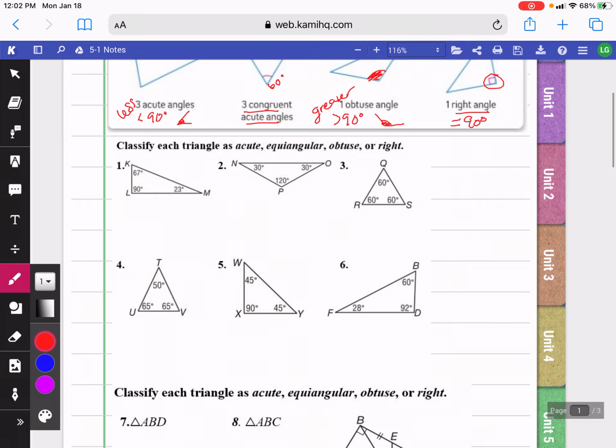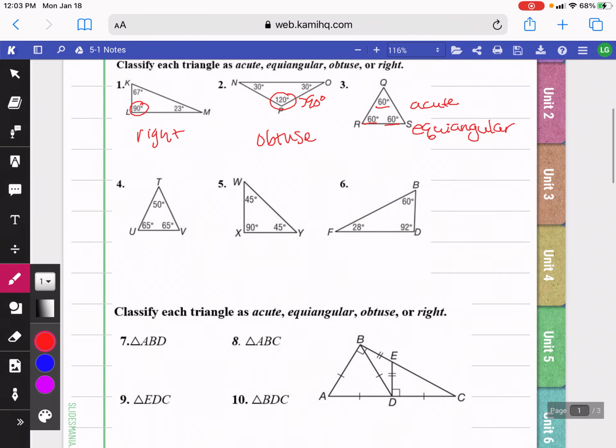Here we can classify them based on their angles. Number one has a 90 degree angle, so it's a right triangle. Number two has one angle that's greater than 90 degrees, so it's an obtuse triangle. Number three, all angles are 60, so it's acute, but more specifically, you would call it equiangular, because they're all equal or congruent. On number four, these are all less than 90, so this is an acute triangle. On number five, it has a 90 degree angle, so it's a right triangle. And on number six, one of these angles is greater than 90 degrees, so it's an obtuse triangle.